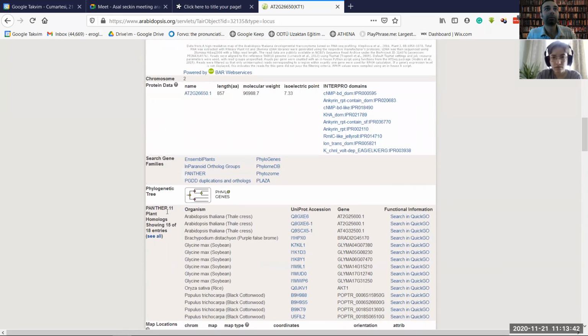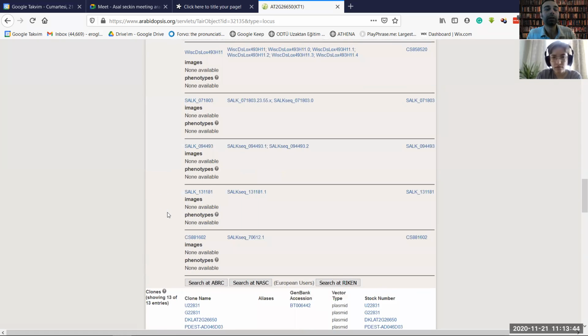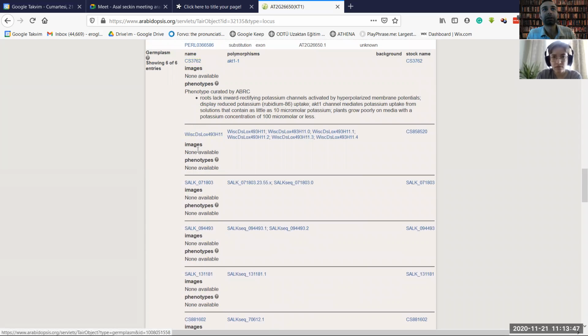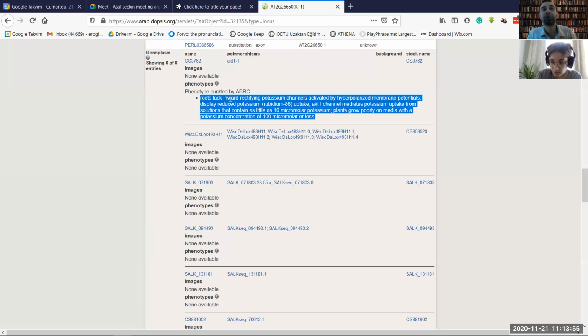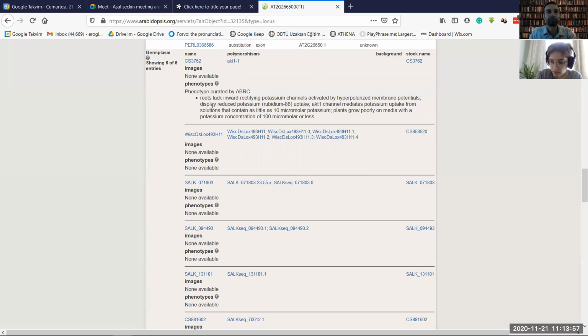And then here you have the mutants. You can use this area to find out the mutants, germplasm. And for each mutant, you may have a description of the phenotype. So when you want to order, you should give this name or this name or this name.